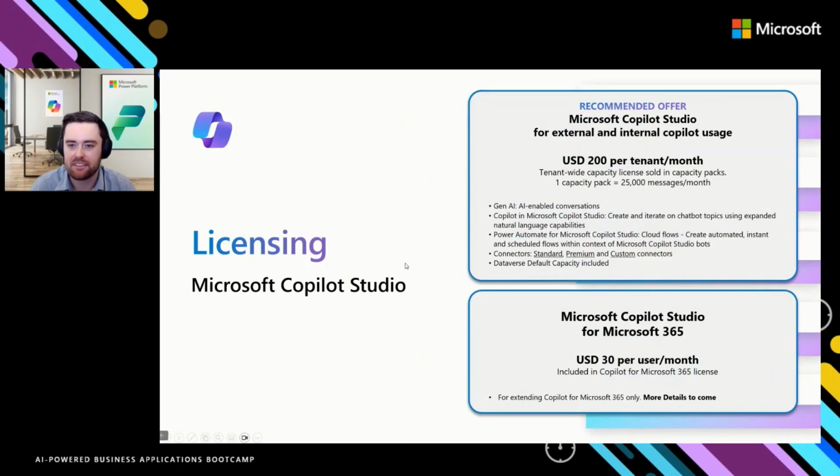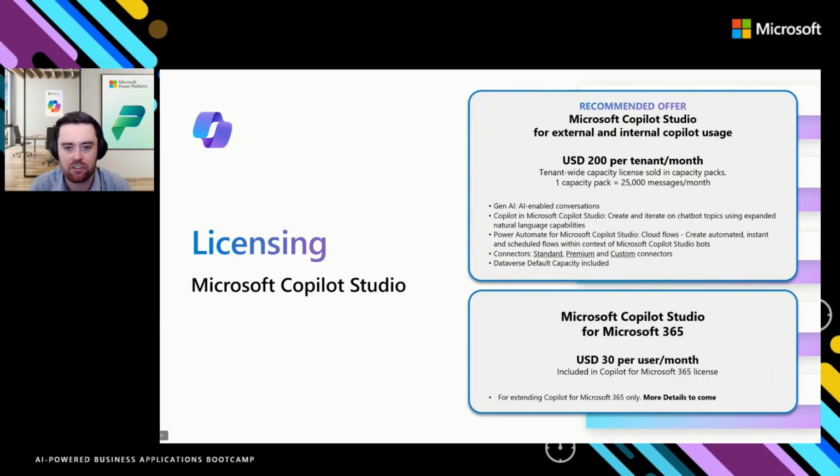As we come to a close here, I did promise at the top of the call we're going to talk about licensing, and it's quite fantastic with Copilot Studio. With your standalone Copilot Studio licensing, you're essentially paying $200 a month for your tenancy. You have these capacity packs, and each one of those capacity packs comes with 25,000 messages per month. This also includes pretty powerful capabilities to talk not only to your standard connectors, but also your premium connectors and your custom connectors.